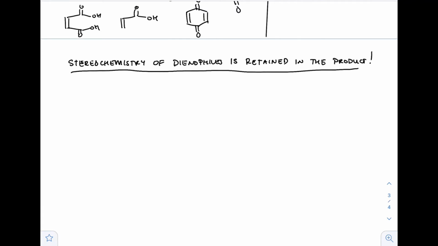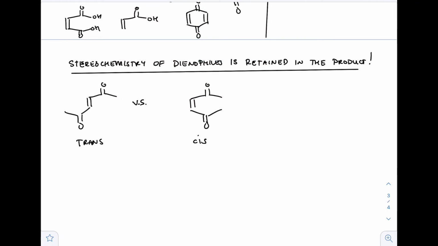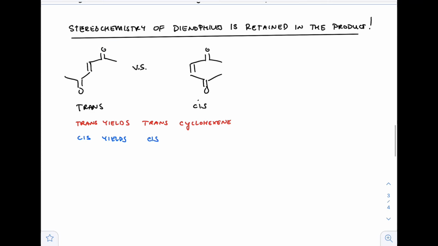after the reaction. Okay. So you can see the stereochemistry in terms of an alkene, right? So that's cis and trans, really. And if we have a cis or trans dienophile, then the stereochemistry is going to be retained in the cyclohexene product, okay? Or the Diels Alder product, whatever. Okay, so on the left we have a trans, on the right we have cis, okay? So the trans will yield a trans cyclohexene. Okay, and then the cis will also yield a cis cyclohexene.